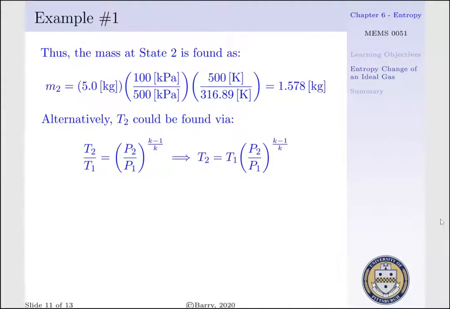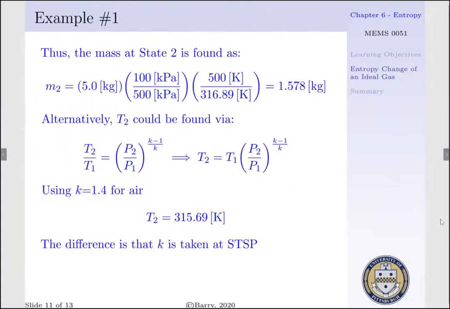Alternatively, T2 could be found via the use of k, the ratio of our constant pressure to constant volume specific heats, where T2 could be expressed as T1 times the quantity P2 per P1 to the k minus 1 per k. We know k is equal to 1.4 for air, and if we substitute in our values, we find T2 to be 315.69 Kelvin. The difference of these two answers is that k is taken at standard temperature and standard pressure. It does not reflect any variance of our material properties with respect to temperature.